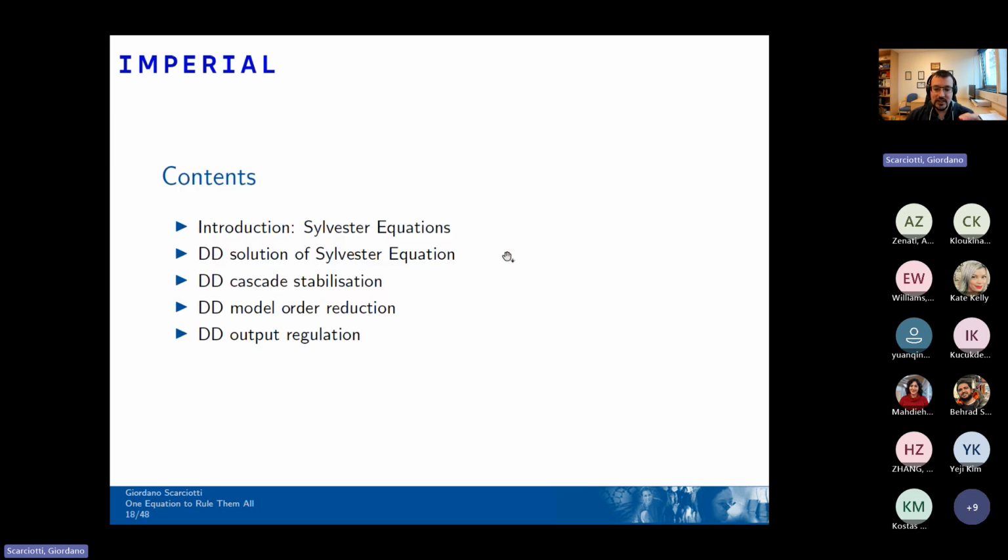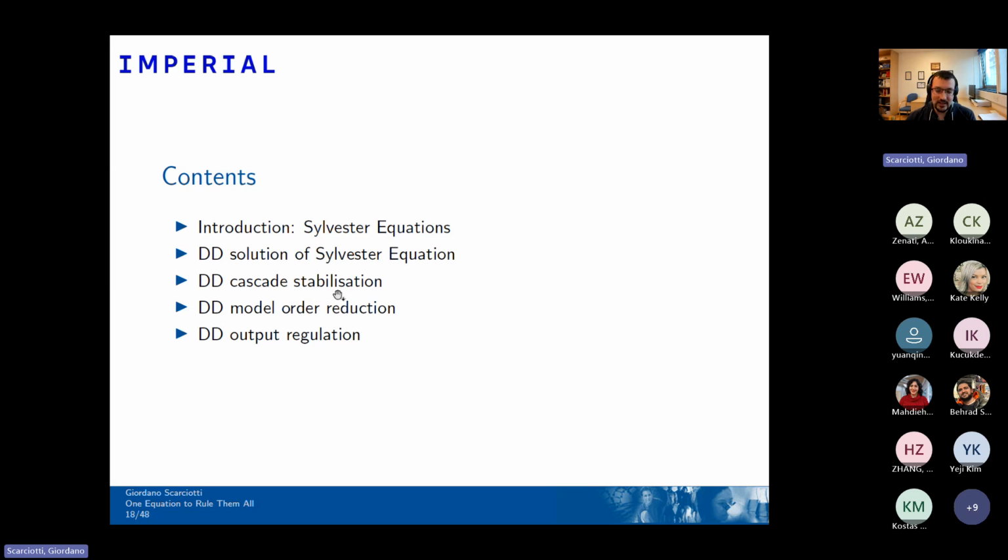Okay, so this essentially is the core of solving the Sylvester equation, and now we're going to apply this to the cascade stabilization problem. This is the first of several problems that we solved using this framework, and today I will probably talk just about the cascade stabilization.